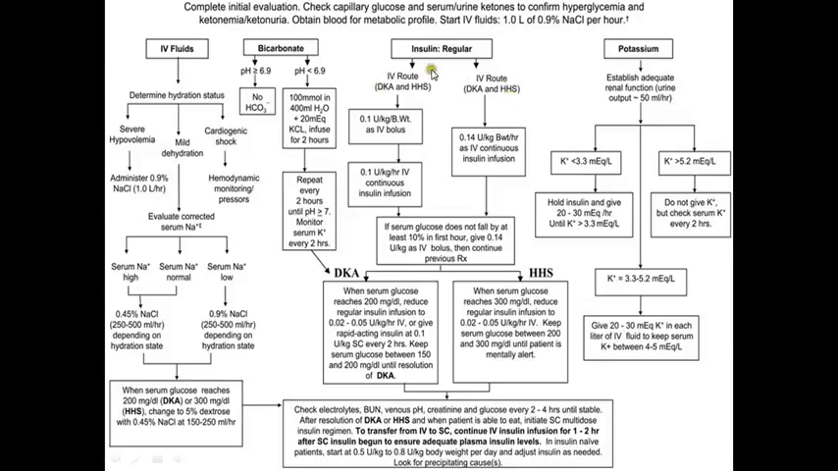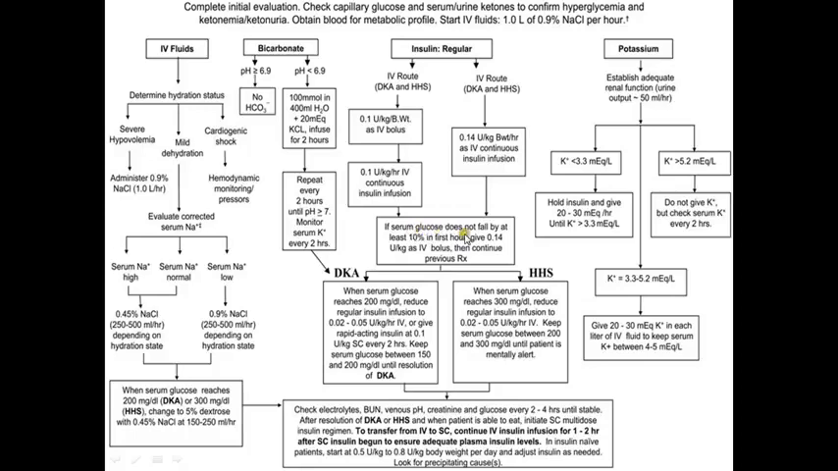So IV regular insulin you give by IV route. In DKA, you give it at a rate of 0.1 unit per kg body weight as an IV bolus, and then you give it as infusion. In HHS, you give it as bolus, and IV infusion you don't give initially. In HHS, you don't give the infusion, you give fluids and you look at the osmolality. If osmolality is not coming down and sugars are not settling, then you start insulin in those patients.